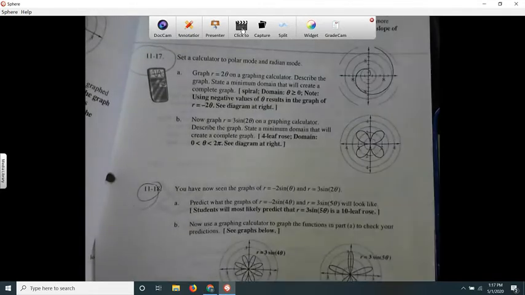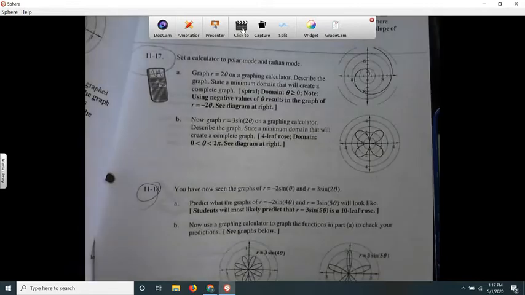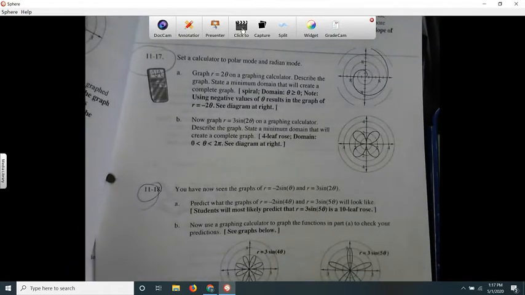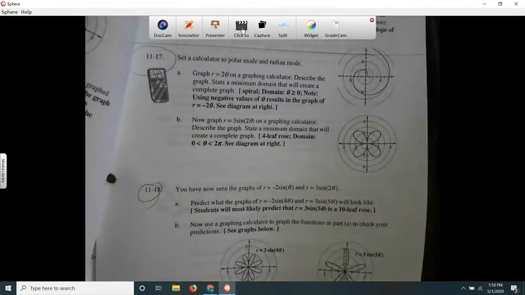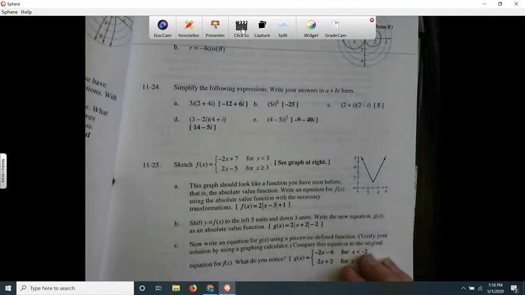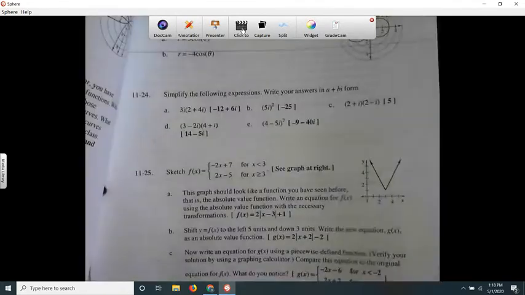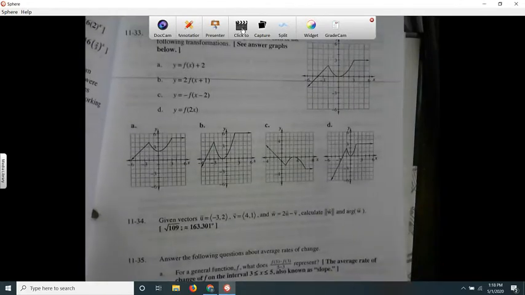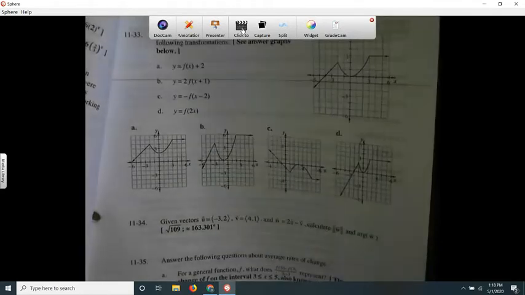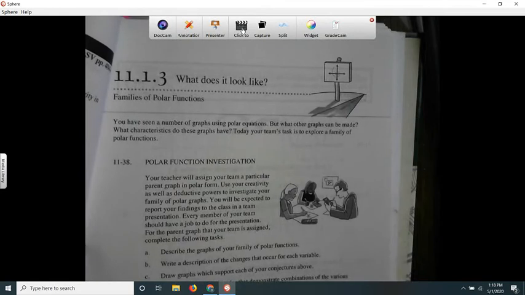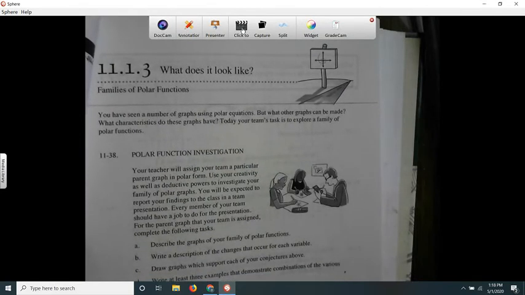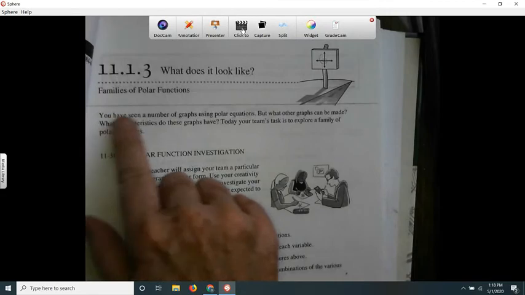I don't think we're going to go really deeply into all of that, but just enjoy your polar, knowing that you can graph things in polar and that it is beautiful. And just work through these homework problems. I think we've covered enough where you're going to be able to do them. And then next time we'll talk more about some of the different families of polar functions.